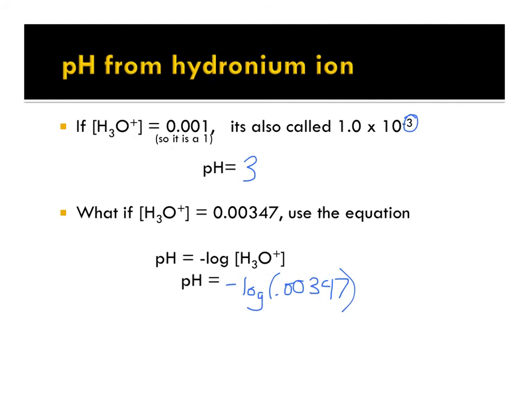You have to find where it says log. Mine is in the catalog with my fancy calculator. Yours might just be a little button that is on the side, but you need to find the log, and then you do negative log, and I come out for pH to be about 2.5 is the pH here.